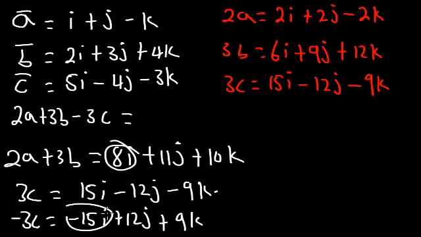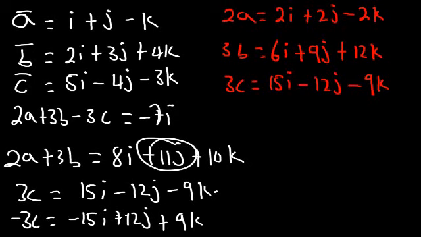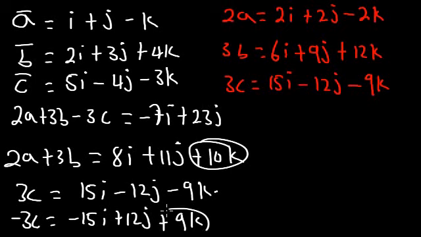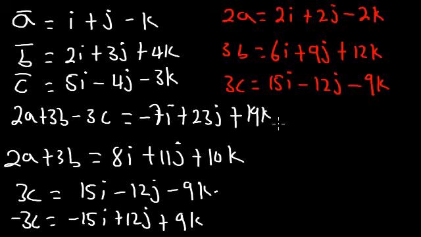So 8i minus 15i, that will result in negative 7i, plus 11j plus 12j, that's plus 23j, plus 10k plus 9k, that's plus 19k. And that is our final answer.